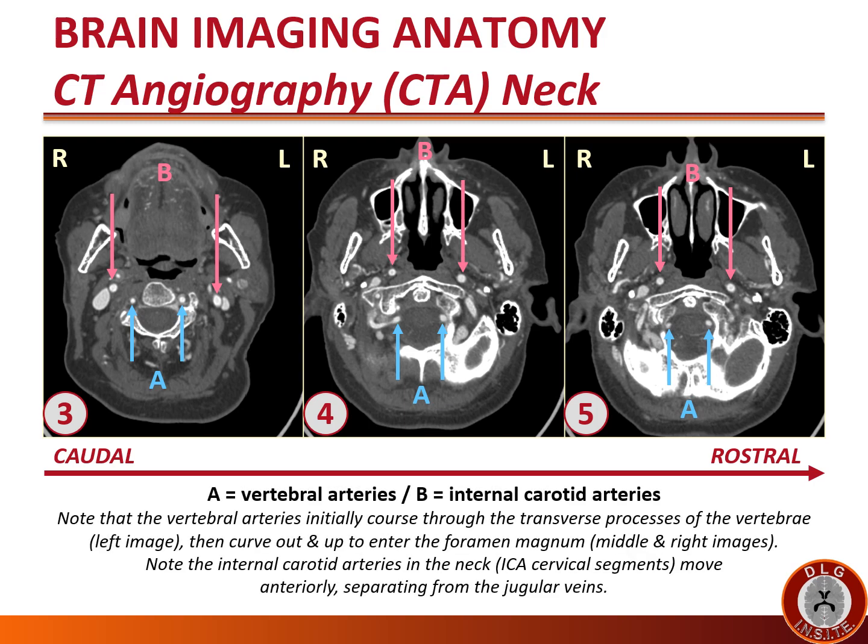The arteries labeled A are the vertebral arteries. The arteries labeled B are the internal carotid arteries. Note that the vertebral arteries initially course through the transverse processes of the vertebrae in the left or caudalmost image, then curve out and up to enter the foramen magnum in the middle and right images more rostrally. Note the internal carotid arteries in the neck, called the ICA cervical segments, move anteriorly, separating from the jugular veins.